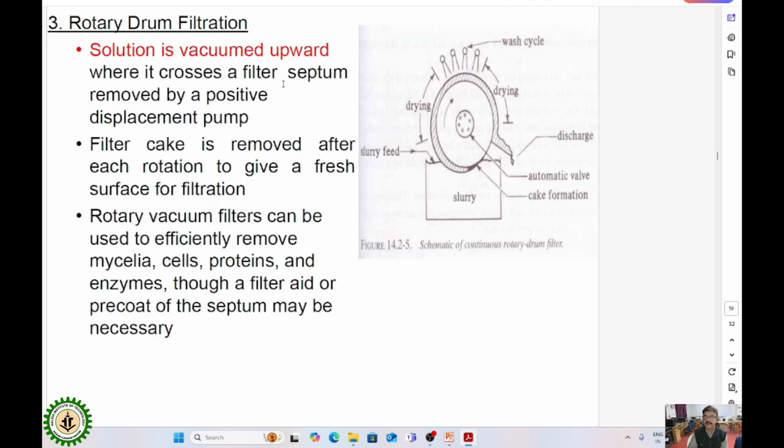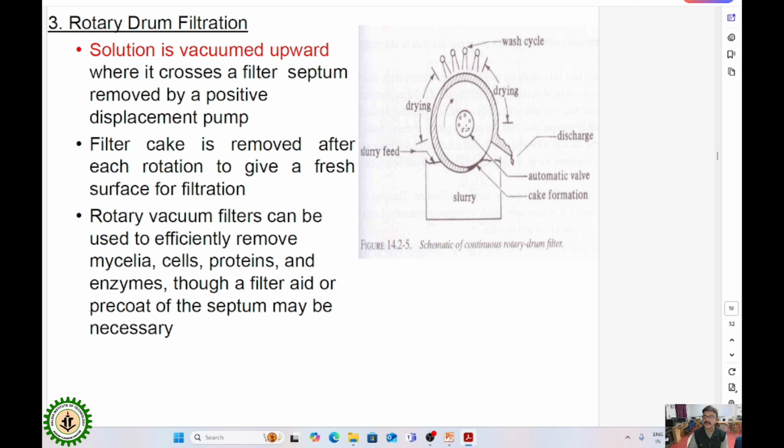And this is the rotary drum filter, which is used in continuous processes. This is the cylindrical drum. The drum is covered with the filtering media, and this is the slurry bath. The drum is submerged 30%, 35%, 40%. Inside the drum, vacuum is created, and the drum is rotating at a slow RPM, in this way.